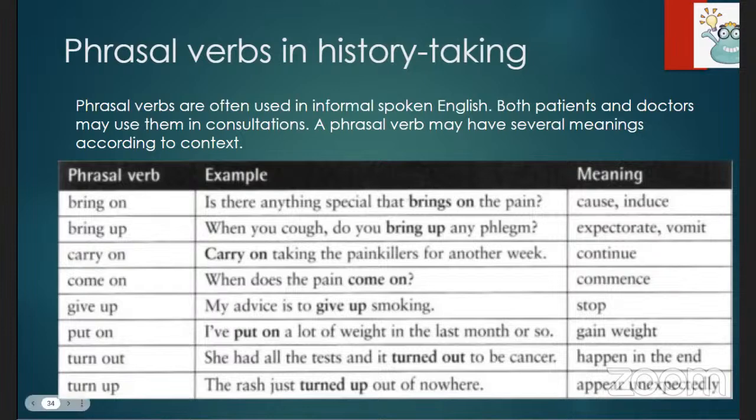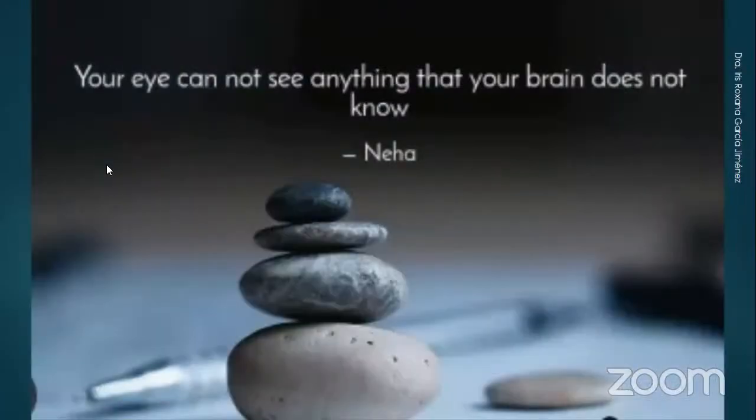And don't forget this. Your eye cannot see anything that your brain doesn't know. That's why we must study, we must read, practice, and memorize, okay? Let's consider this. Let's take into account this. We have an objective. We must not follow the way we are working on this, okay?